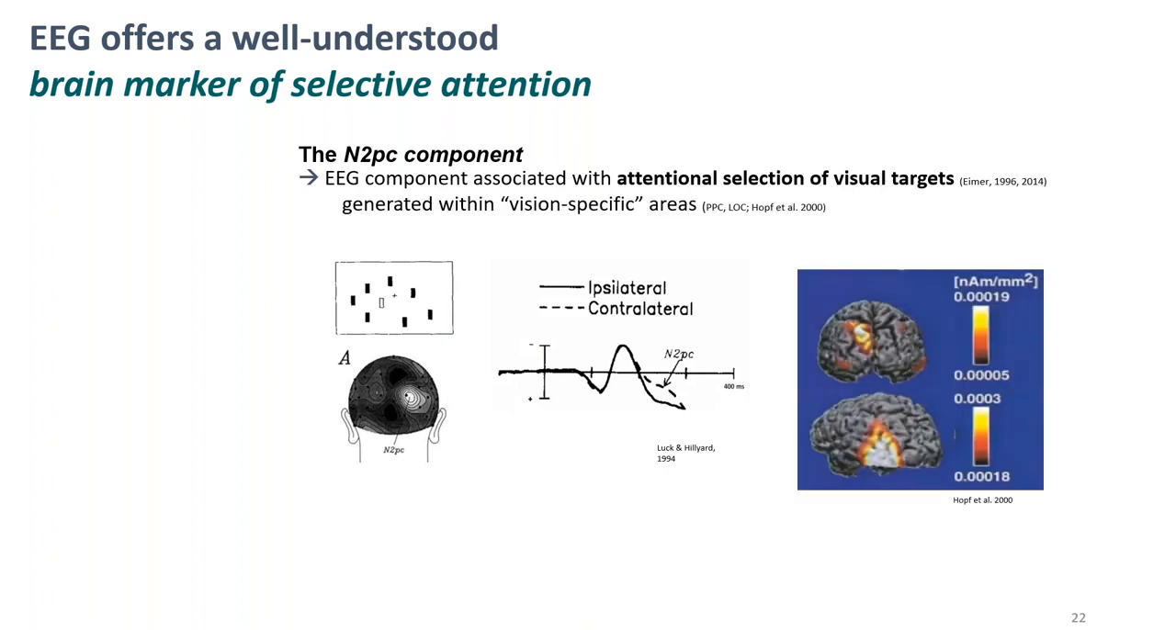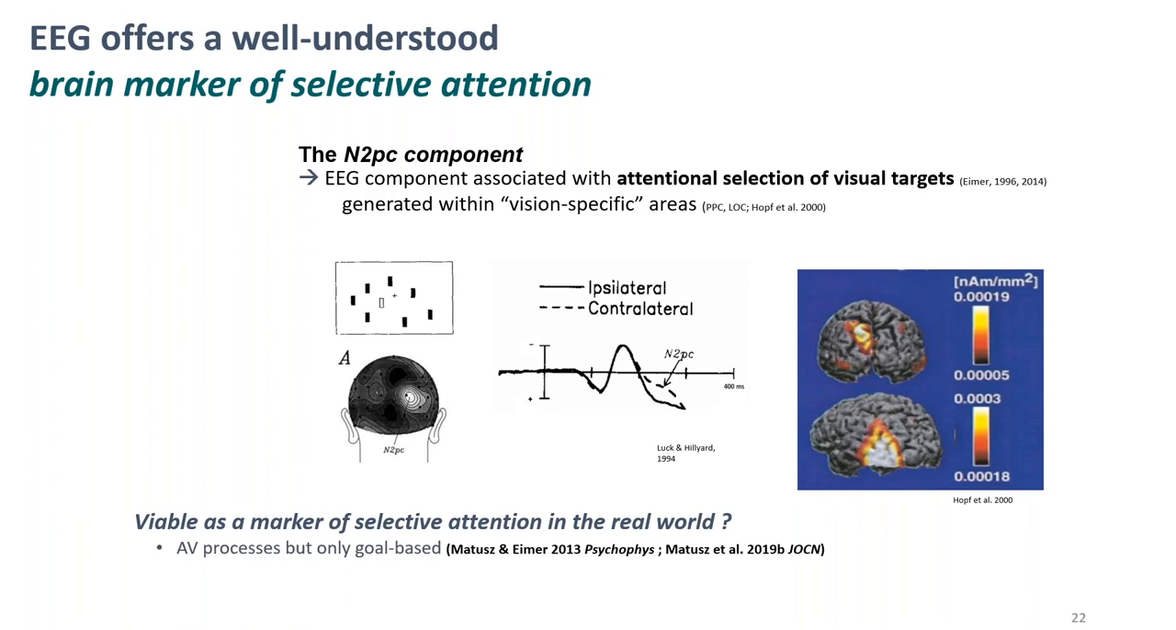It is believed to be generated in vision-specific areas, like posterior parietal cortex and lateral occipital cortex, but to me that's under debate. What is more important is whether N2PC is a viable marker of selective attention in the real world. My work has demonstrated that N2PC is sensitive to audiovisual processes, but we don't have a very good understanding of its sensitivity to audiovisual distractors, or when it emerges in development, or whether it's robust against early sensory experience.